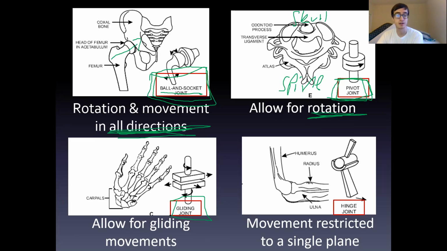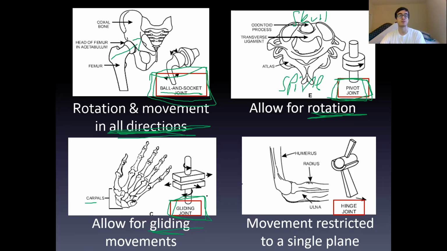Gliding joints are our next set of joints we're going to talk about. These are what allow for this gliding movement of bones over other bones. They are especially prevalent in the carpals of our wrists. I have these gliding joints here that allow that wrist movement of the bones gliding over one another.